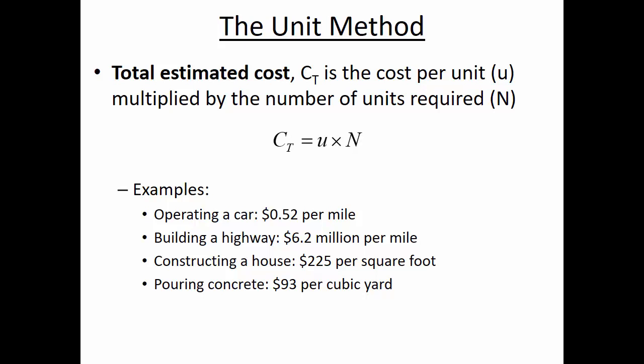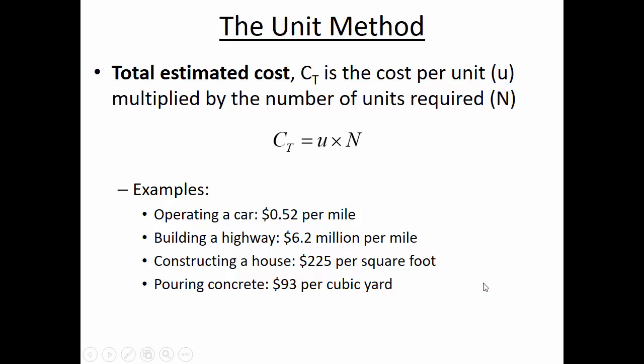Some pretty typical cost estimates, for example, if you're looking at the cost of operating a car, the federal government has a reimbursement rate. I think it's maybe gone up a few cents since I put this slide together, but back when I made this slide, the federal reimbursement rate was 52 cents per mile, and that was just a commonly accepted average for the cost of operating a car. In the United States, the cost of building an interstate highway is about $6.2 million a mile.